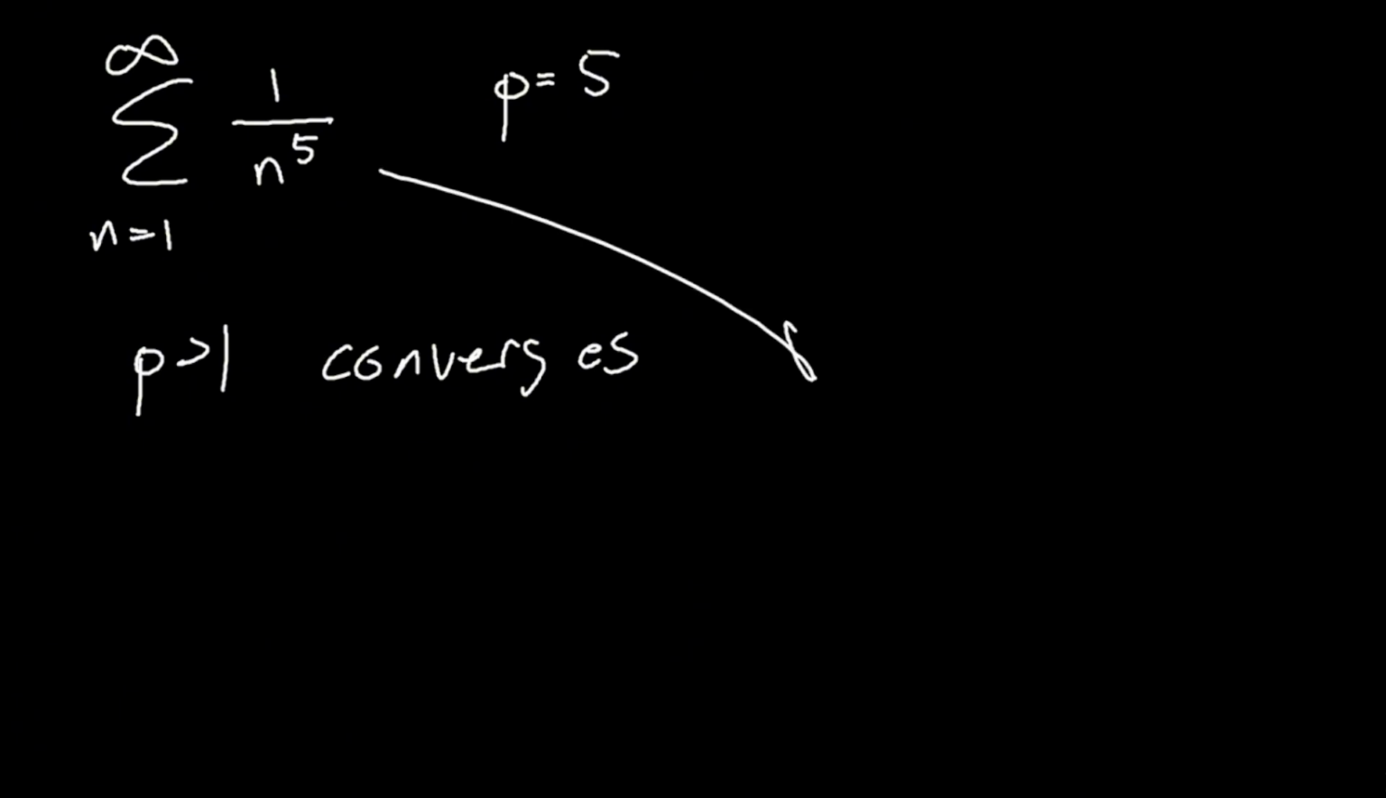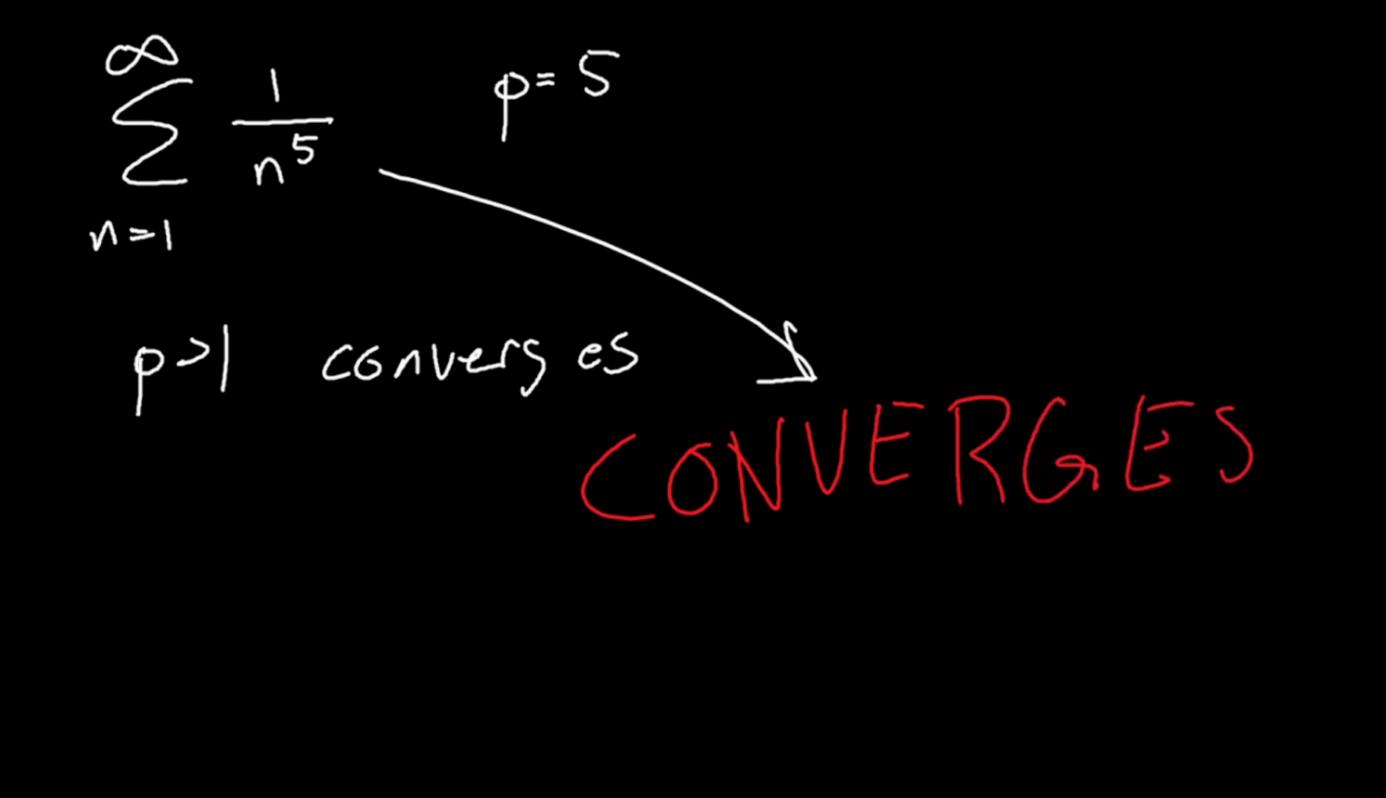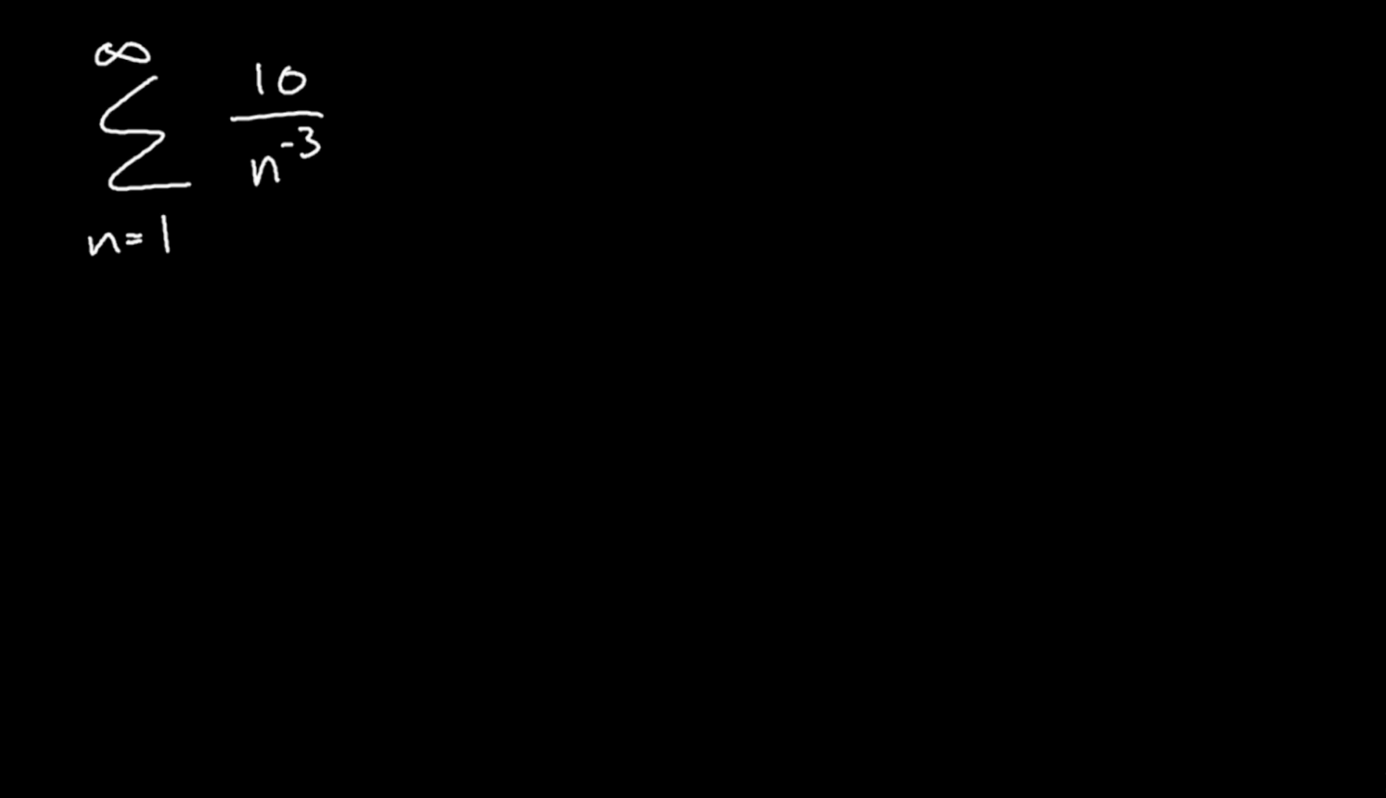So let's go ahead and look at this. Well, p in this case is equal to 5. Okay. Well, if p is equal to 5, p is greater than 1. Therefore, the series converges. It's pretty easy to understand. And again, I'm going to write a big red CONVERGES to make it more dramatic. Let's go ahead and solve for this.